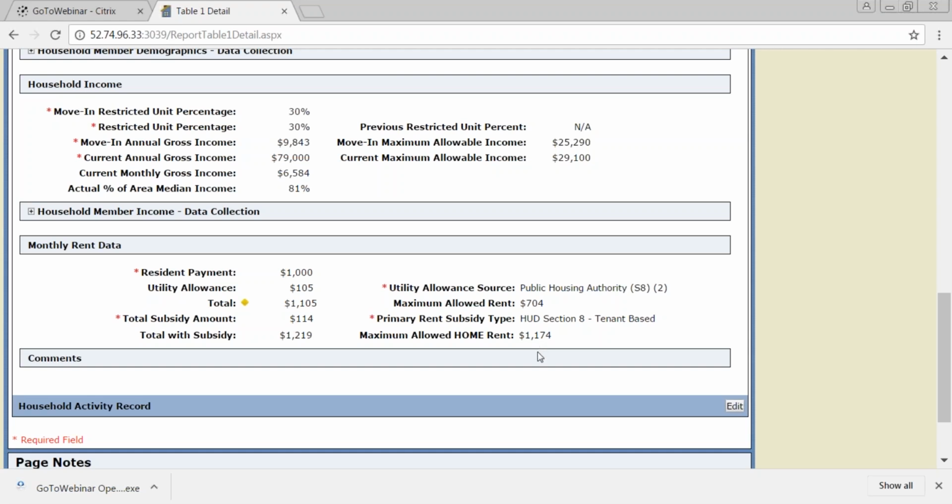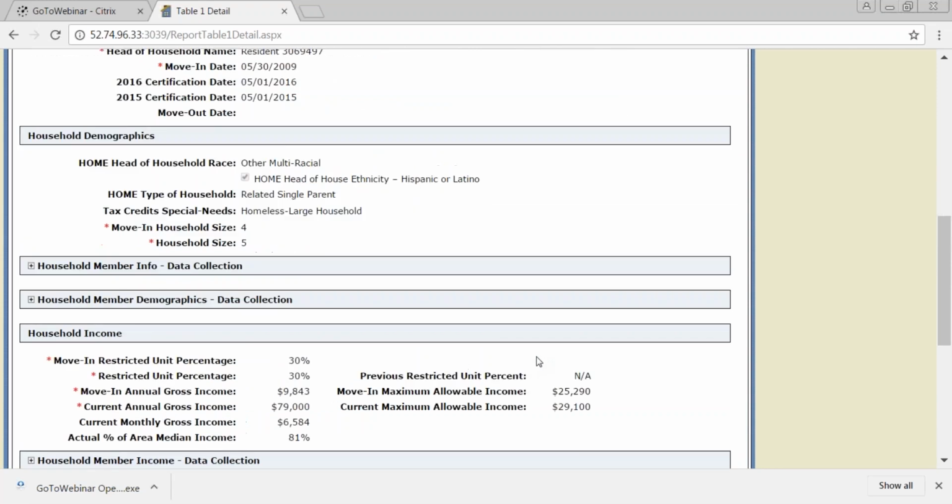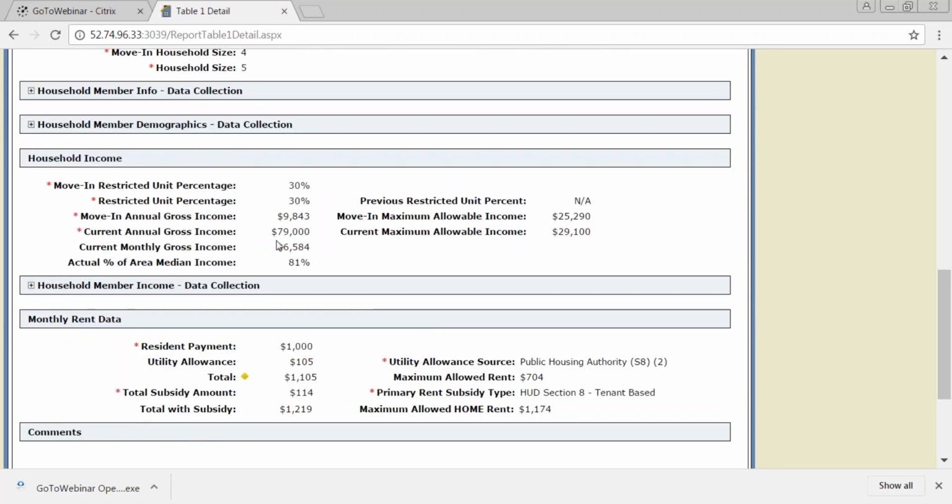So there's a few other things going on with this particular household. So looking at the income, $79,000. Their actual percent of median income is 81%. And yet they still have a subsidy and are receiving monthly subsidy assistance. So that by itself doesn't make sense. So if I were reviewing the report, I would ask a question as to what may have been going on with this situation. So that may be one thing to consider.